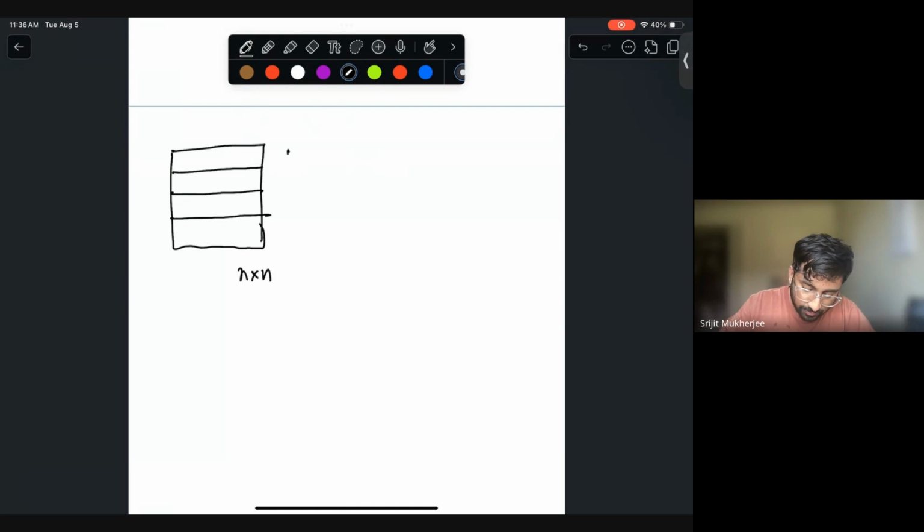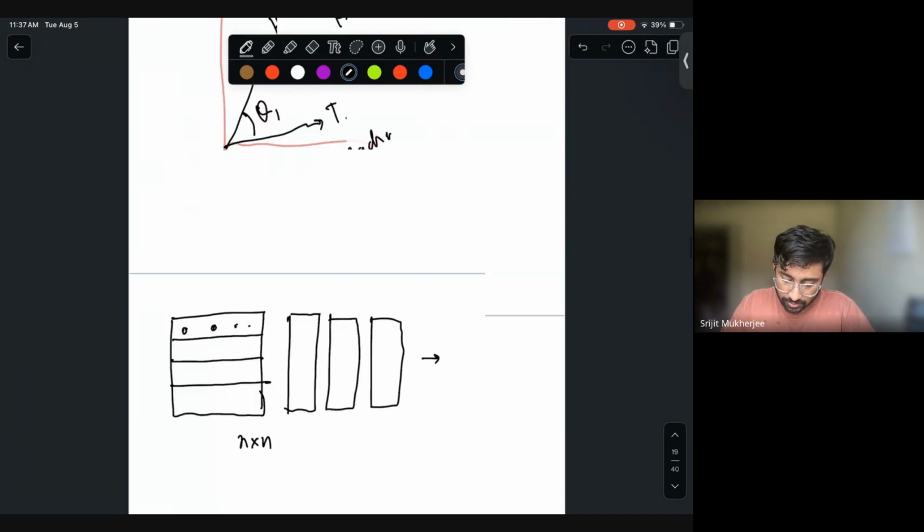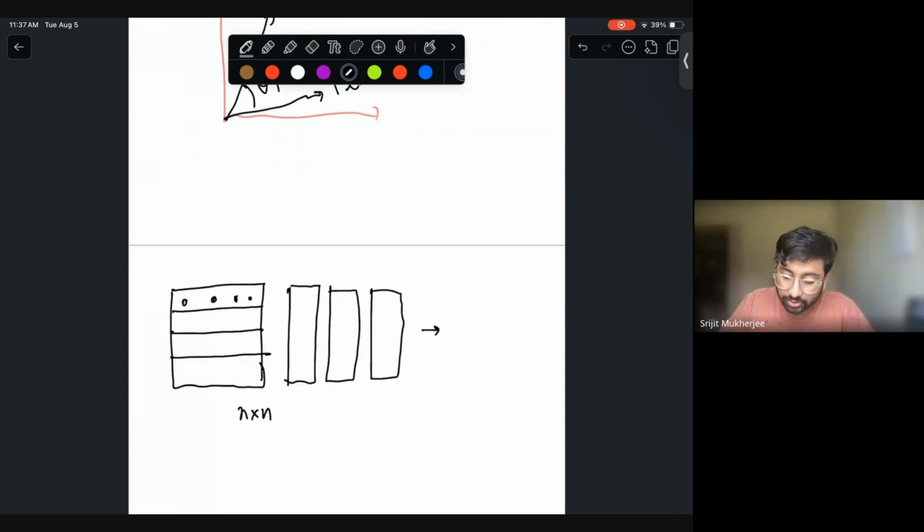N cross n, and we have the n cross k here. So you can say that these new vectors are nothing but weighted combinations of these vectors. So these new vectors are coming out as a weighted combination of each of these vectors.